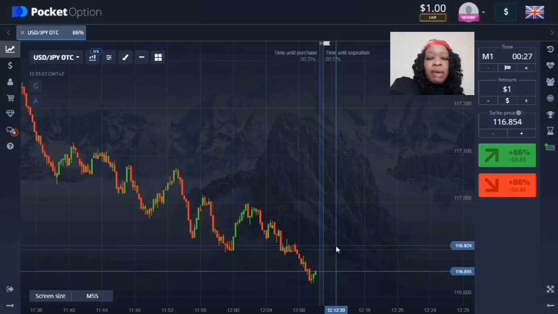So today's trade I'm going to try to overclock my initial deposit, which is $1, and turn it into $900 or $800. That is my plan for the day. So let's go into the trade and see what happens.